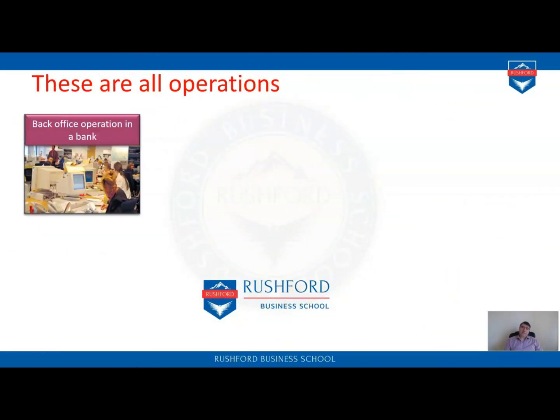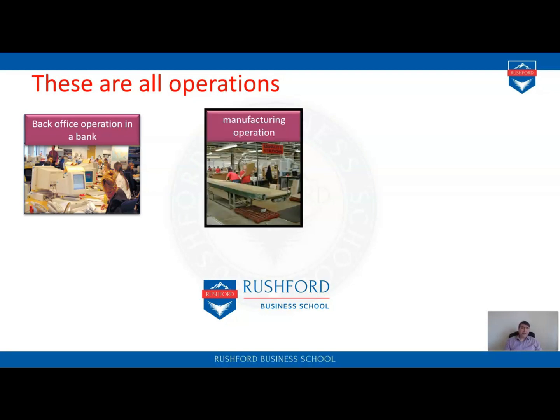These are all operations. For example, operations in a bank have inputs like customer information and the balance sheet, and also back office operations. Manufacturing operations produce tangible goods and products. They have materials, different types of raw materials, customer orders, and demand, and then they put these together and design the product, come up with the assembly line and production line, and produce. The output is the product.